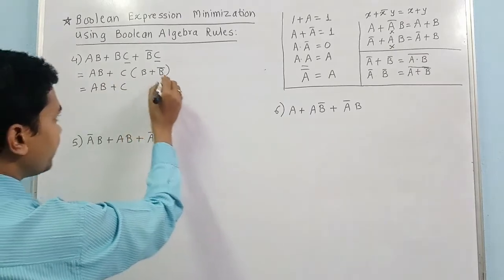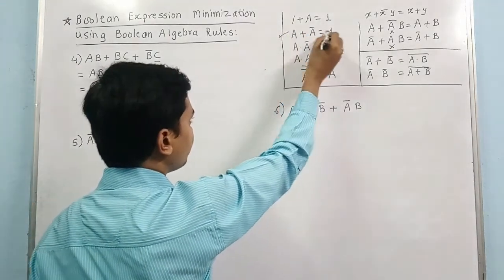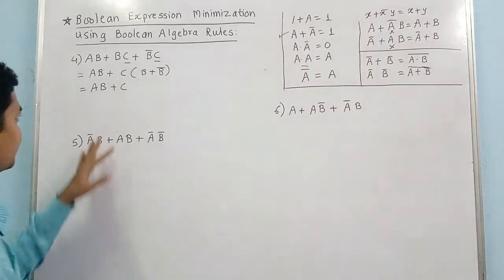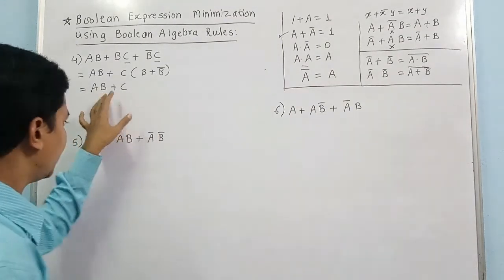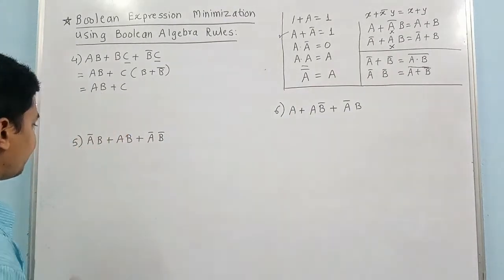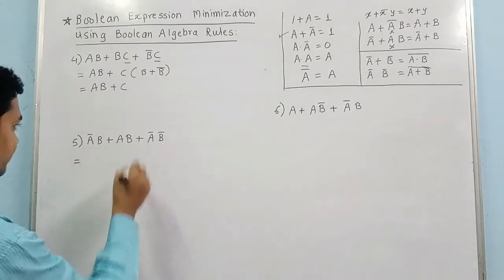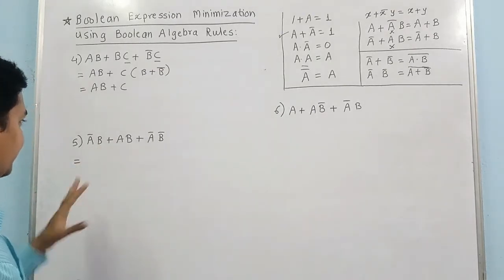Okay, so b plus b bar is what? b plus b bar is 1. Okay, so this is our final minimized expression. Now let us see the next one, that is the fifth example. So here in this fifth example, how can it be reduced?